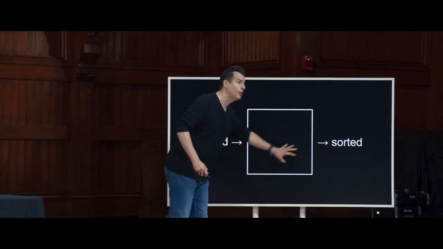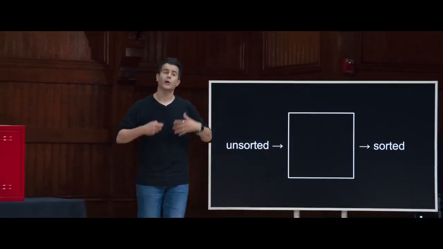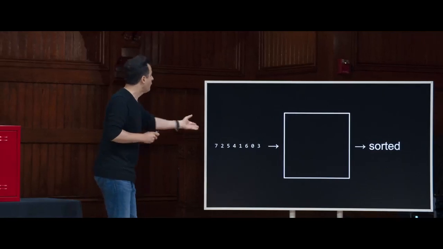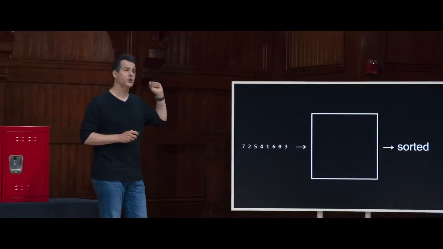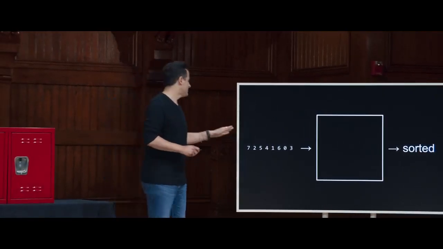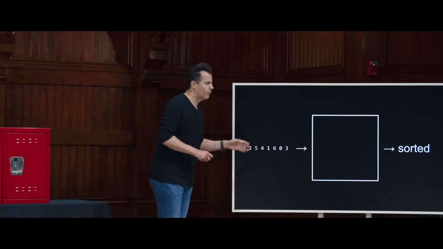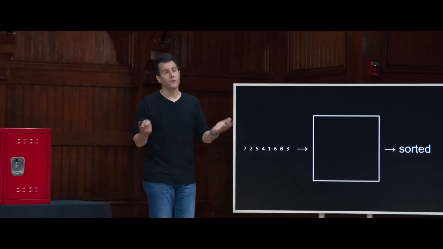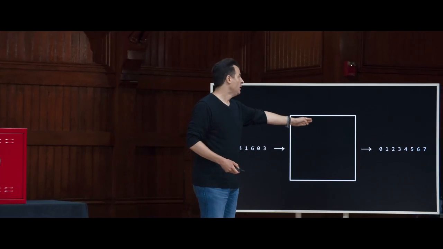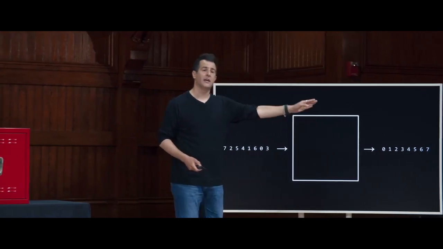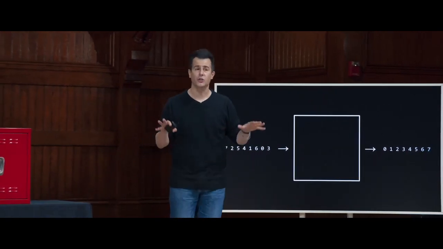And so somewhere in here, in this black box, we need a set of algorithms for actually sorting information as well. For instance, if we have these integers here, unsorted, 7 2 5 4 1 6 0 3, effectively random, the problem of sorting, of course, is to turn it into 0, 1, 2, 3, 4, 5, 6, 7 instead. And there's a bunch of different ways to do this.